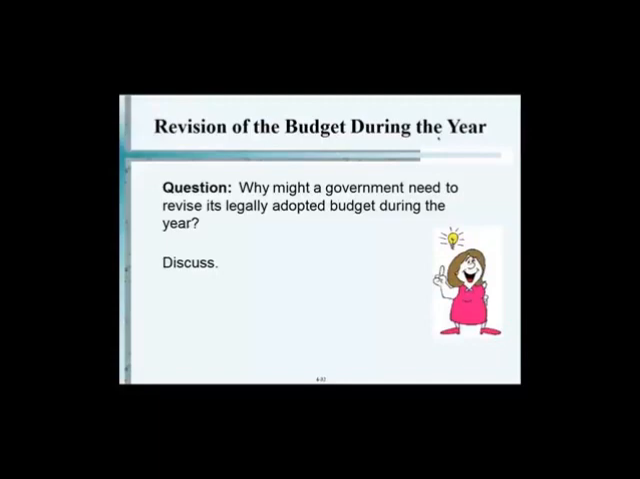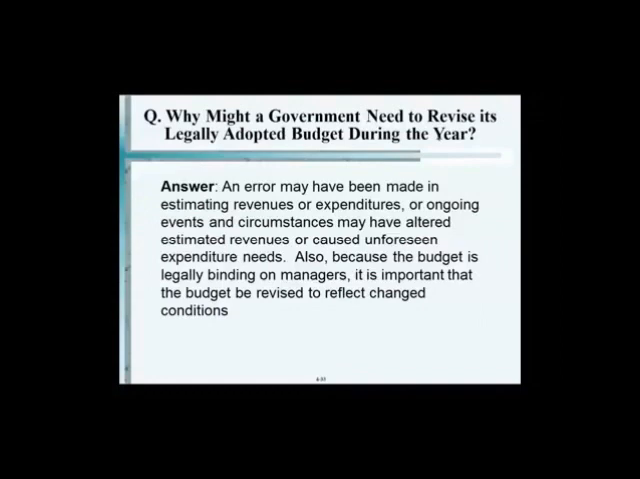Now, on some other topics, revision of the budget during the year. Why do governments do that? Why should they revise their budget? Well, they do it for various reasons. If you ever become an auditor and are auditing a governmental entity and they revise the budget, don't think there's anything too wrong. It could be for a valid reason. It could be that you did not estimate revenues correctly, or something happened, some unforeseen event. It's important for them to revise their budget to reflect that.